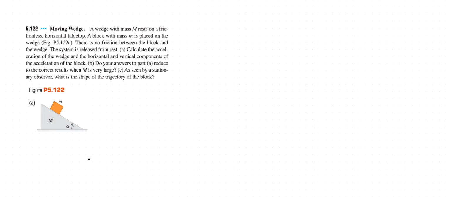So the moving wedge problem reads as follows. We have a wedge with mass capital M resting on a frictionless horizontal tabletop. Here's the tabletop, and here's the wedge. A block with mass small m is placed on the wedge. There's no friction between the block and the wedge, and the system is released from rest.